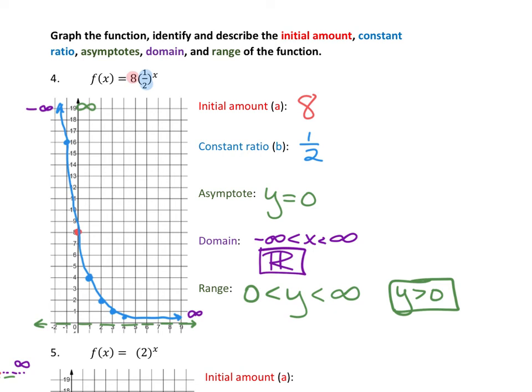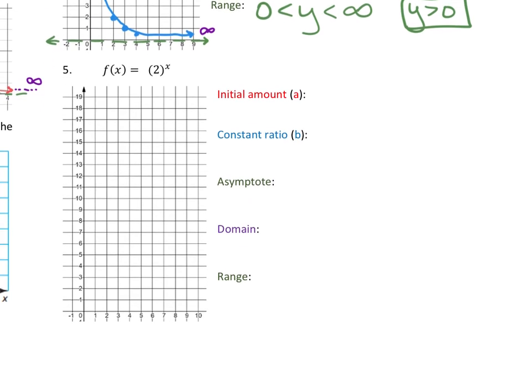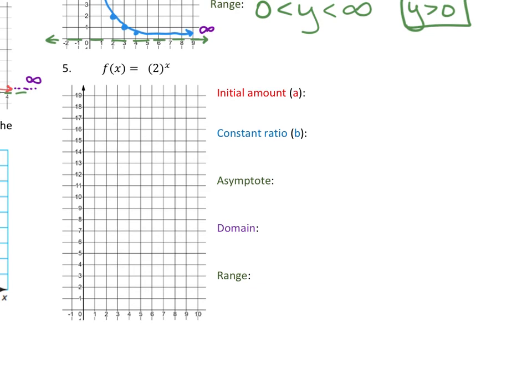Now, if the domain and range part of this is still confusing you, don't worry, we'll work it out in class, but I want to make sure you understand the A and the B when we're graphing. So on number 5, I would like for you to graph this one for me. Before I let you go, though, I want to help you find the different numbers.